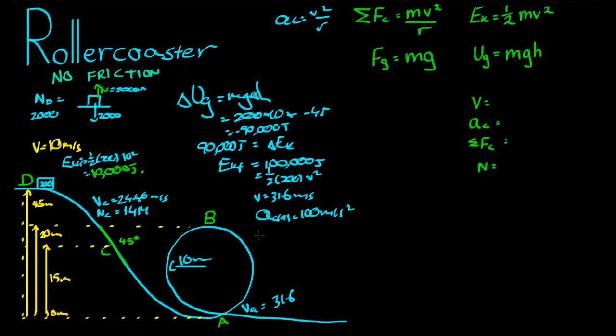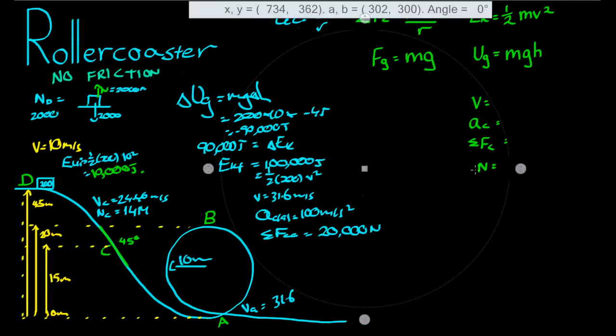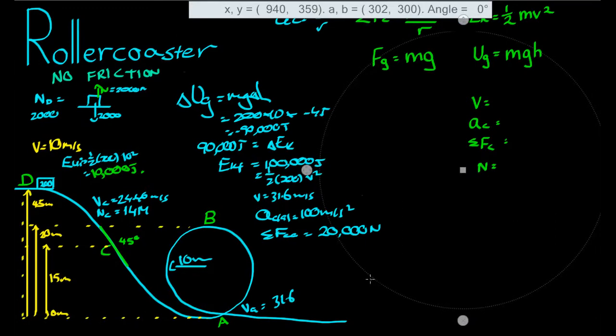The net force centripetally at A is equal to the mass multiplied by this. That's 200 times 100, 20,000 newtons. And now the normal force, let's draw the section of track because people are always mucking this part up. Here's the section of track we're looking at.